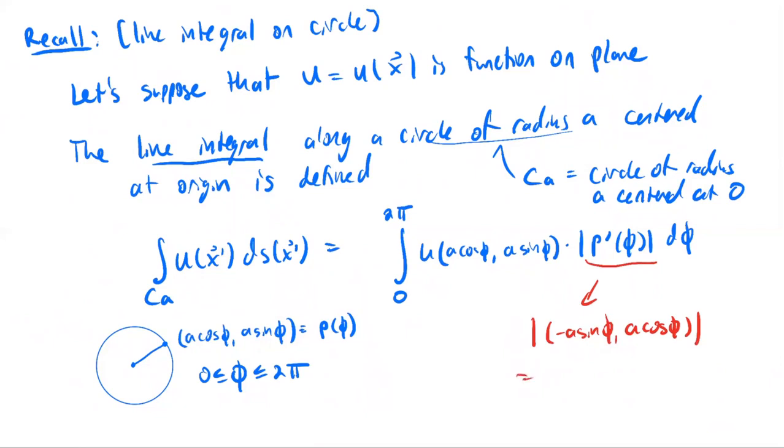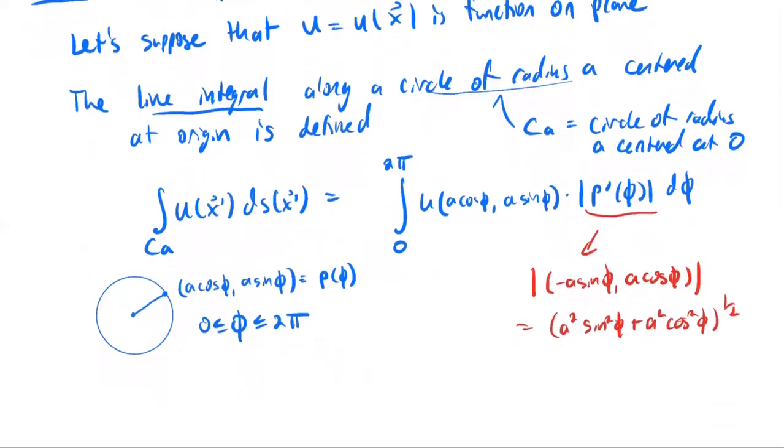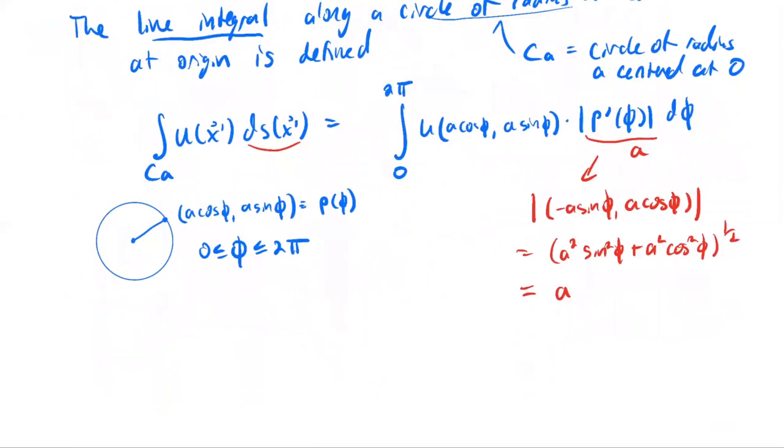Well, the length of this is equal to a squared sine squared phi plus a squared cosine squared phi, to the 1/2. Sine squared plus cosine squared of anything is equal to 1. So this is equal to a squared to the 1/2, which is just a. And so I can just replace this derivative here. It actually simplifies dramatically in the case of a line integral for a circle to just a. And so this tells us that this ds quantity that we're using to define the line integral is equal to a times d phi.